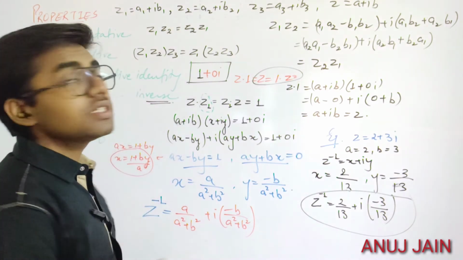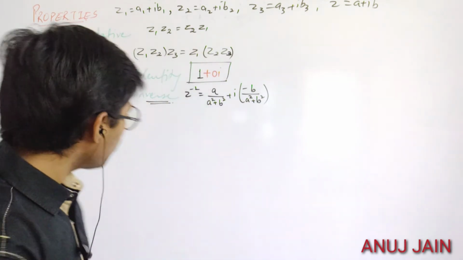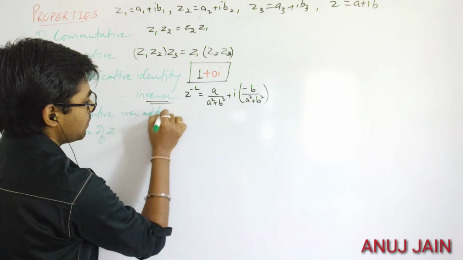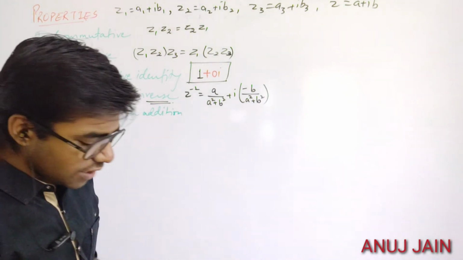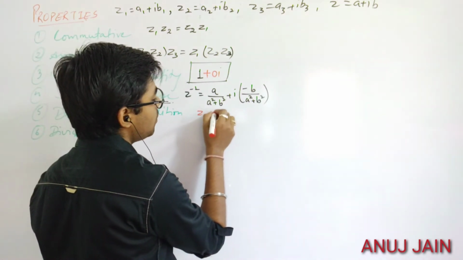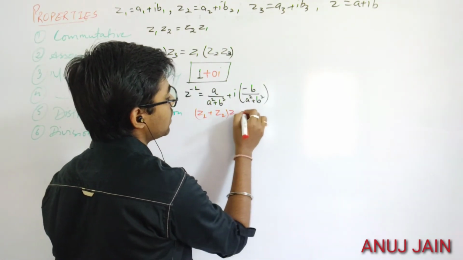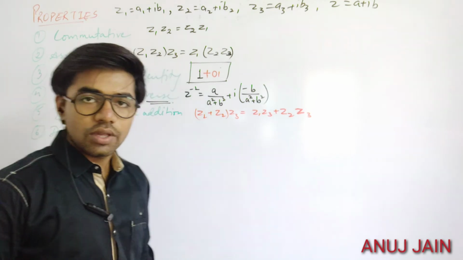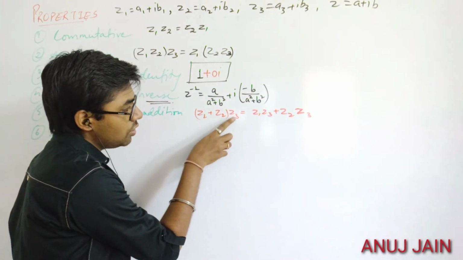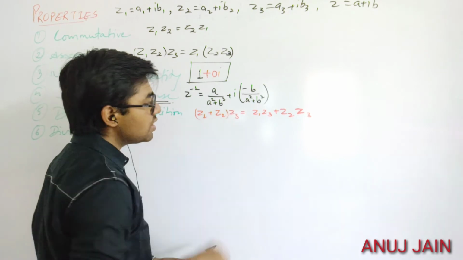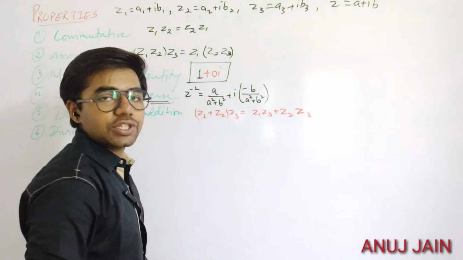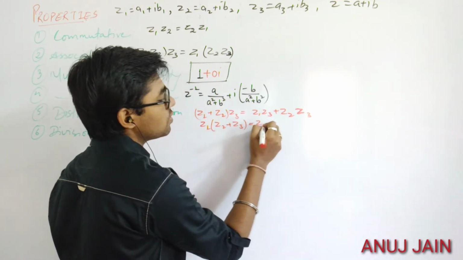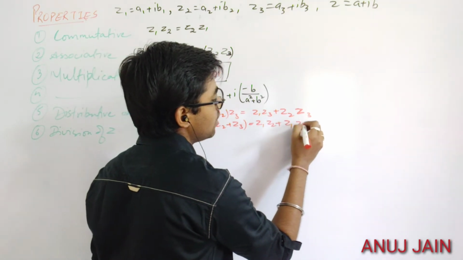Now let me just clear the board and we'll see. What we have to see is the distributive property, actually distributive over addition. Distributive over addition means when we find z1 plus z2 into z3, it is equal to z1 z3 plus z2 z3. I have to distribute this multiplication over addition. Or also we can do z1 into z2 plus z3 is equal to z1 z2 plus z1 z3.